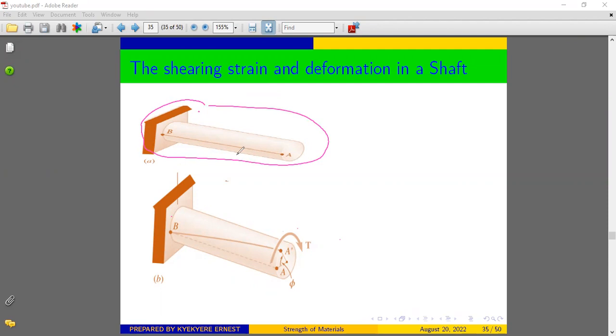Now considering this member, if I have a point somewhere here along the radius. So if I draw the circular section of this side, let's take it that the circular section is like this, and this is the center of the longitudinal axis, and this is the radius R. So if I have a point along the radius, the distance of this point from the center is rho.